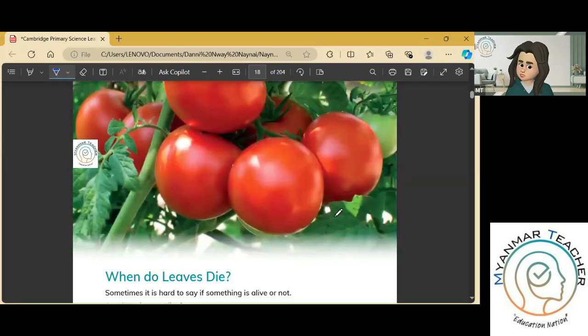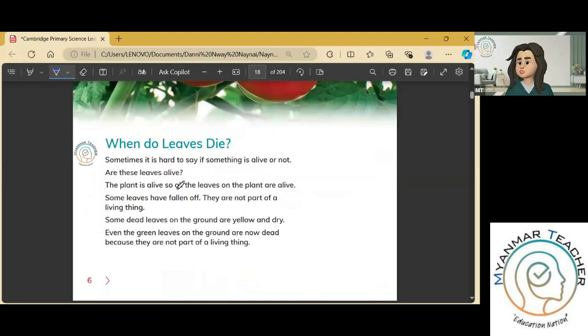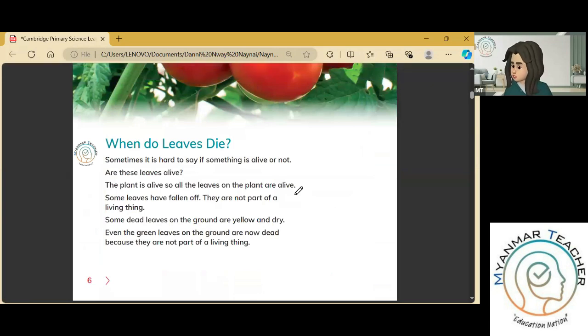So here we have this nice picture of tomatoes, and here's some information. When do leaves die? Sometimes it is hard to say if something is alive or not. Are these leaves alive? The plant is alive, so all the leaves on it are alive. Some of the leaves have fallen off. They are not a part of the living thing. Some dead leaves on the ground are yellow and dry. Even the green leaves on the ground are now dead because they're not part of the living thing.